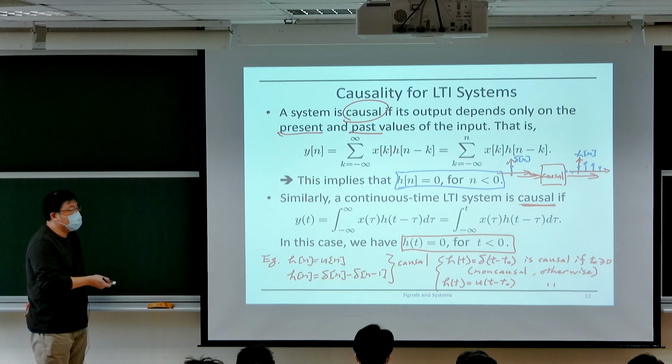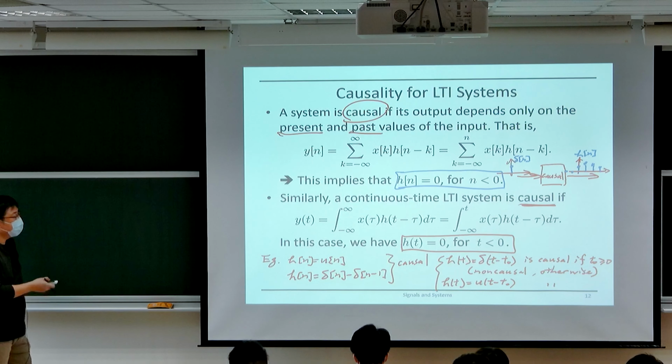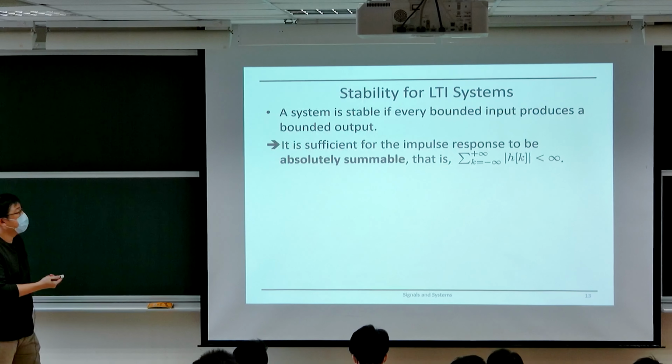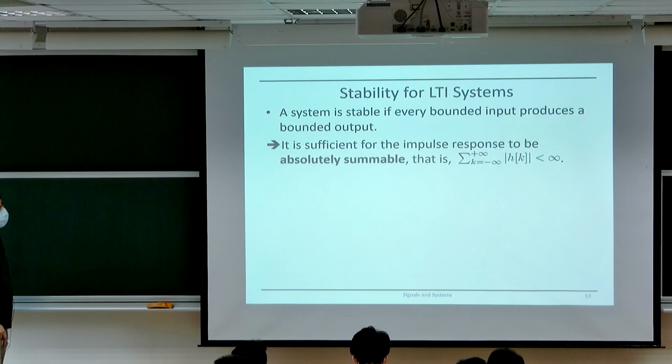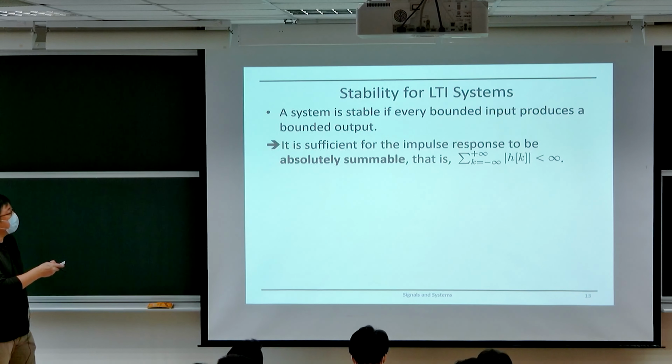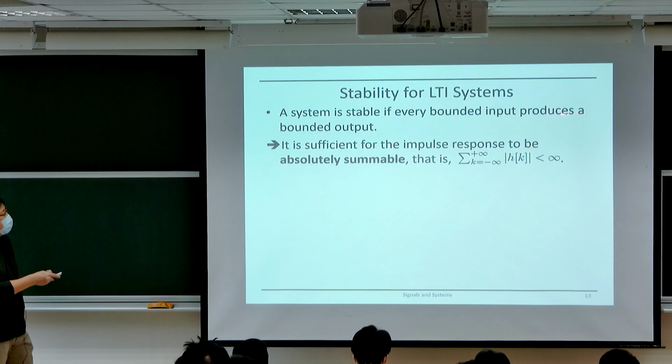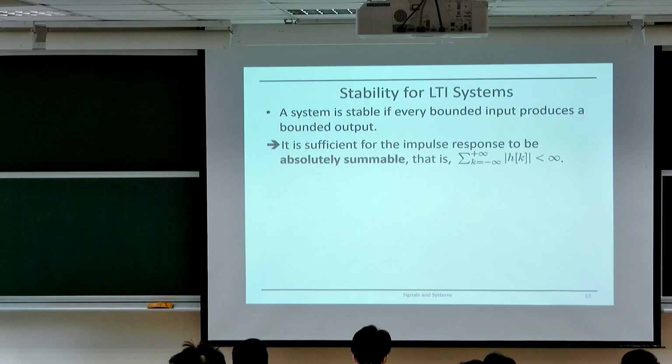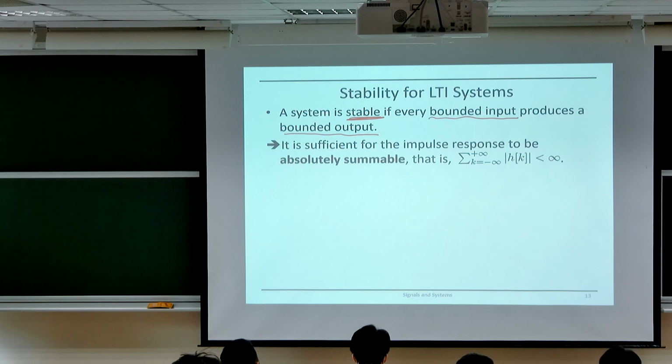So the next property is stability. We've gone through memoryless, invertibility, causality, and the next is stability. Recall that we say that a system is stable if every bounded input produces a bounded output. This is the bounded input, bounded output stability.